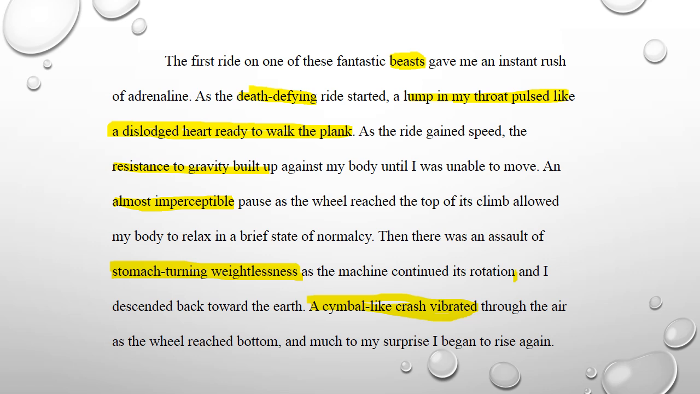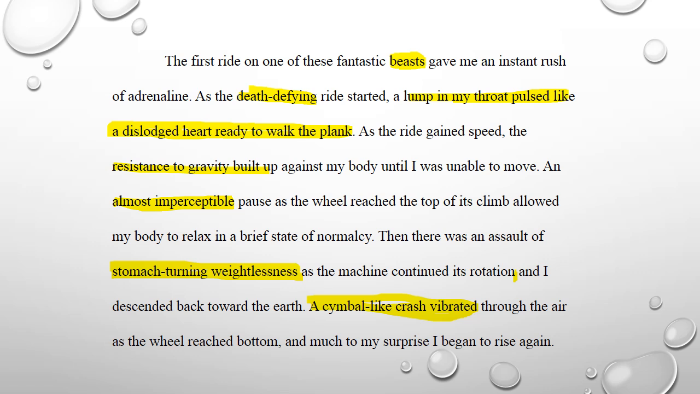And it says, as the ride gained speed, the resistance to gravity, okay, built up against my body until I was unable to move. An almost imperceptible pause as the wheel reached the top of its climb allowed my body to relax in a brief state of normalcy. Then there was an assault of stomach-turning weightlessness, okay? Not just that it made my stomach turn, but stomach-turning weightlessness, as the machine continued its rotation, and I descended back toward the earth. I would have put a comma here between rotation and because that's two sentences there.